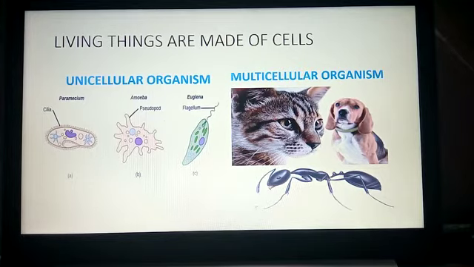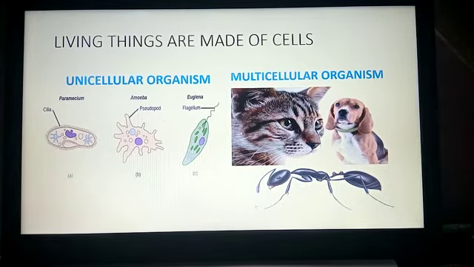Okay. For example, you can see the picture of unicellular organisms, that is paramecium, and amoeba, and then euglena. So these are the examples of the organisms which are having a single cell. They have only one cell. So what are unicellular organisms? The organism which has only one cell is called a unicellular organism. Examples: bacteria, yeast, paramecium, amoeba, euglena, etc. So all these are the examples of unicellular organisms.